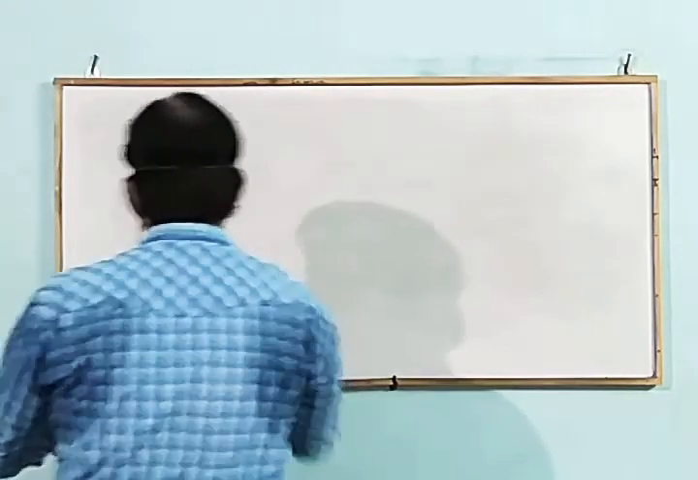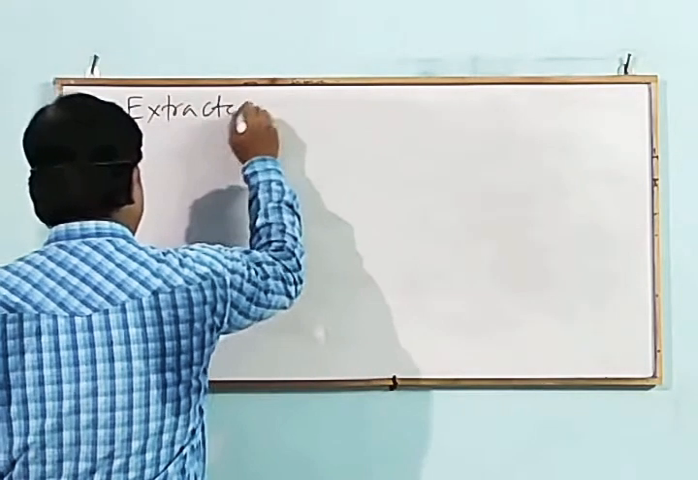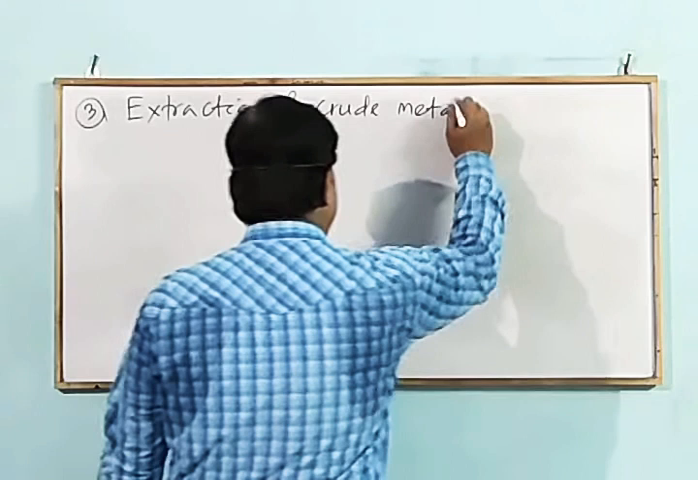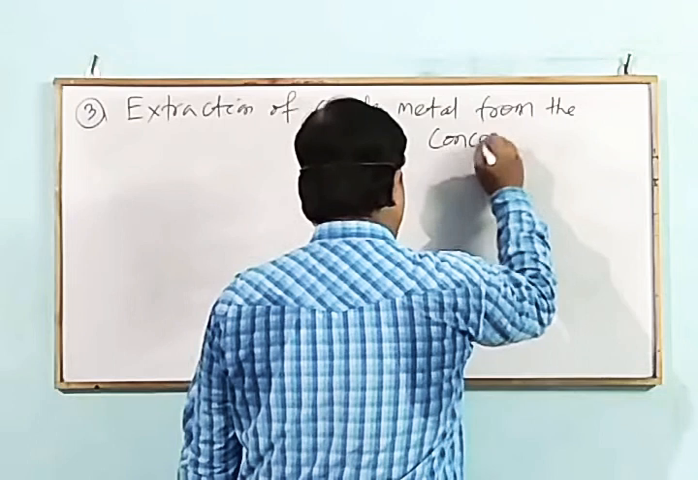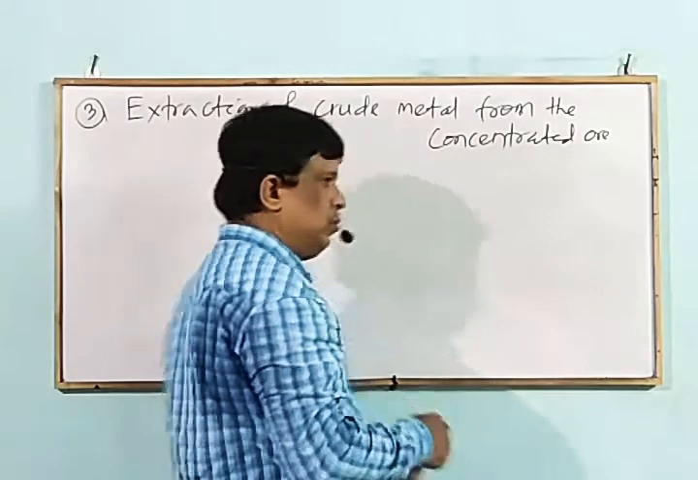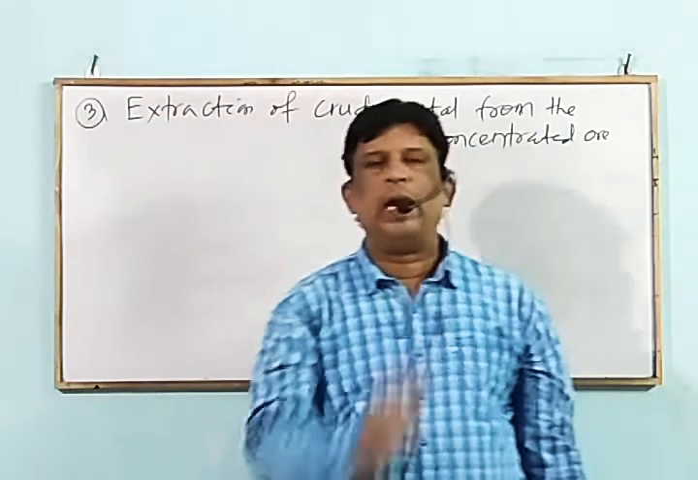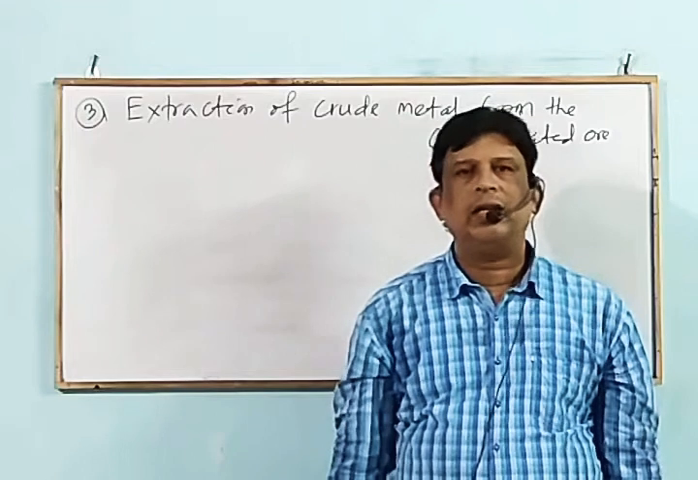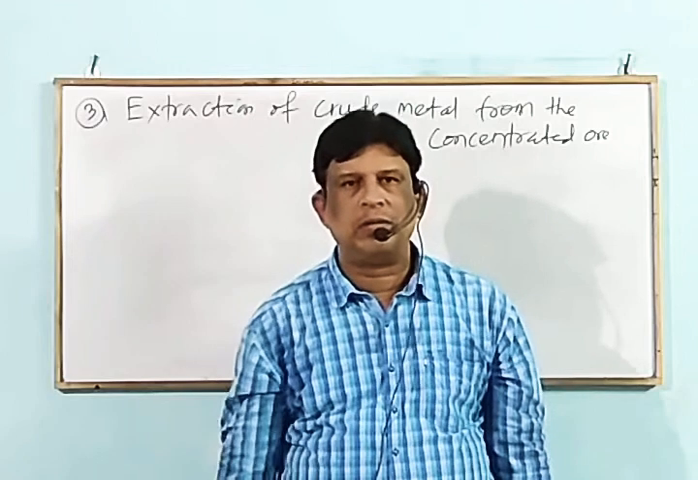Move to the third step, that means extraction of crude metal from the concentrated ore. The third step is extraction of crude metal, meaning impure metal, from the concentrated ore. Generally, this process is again carried out in two sub steps.